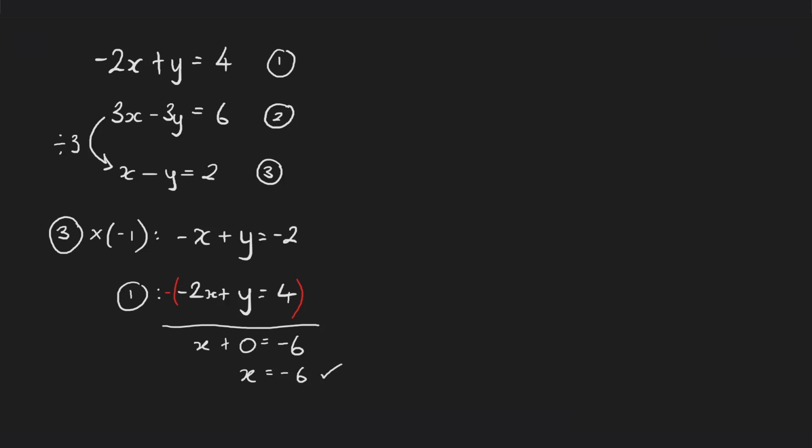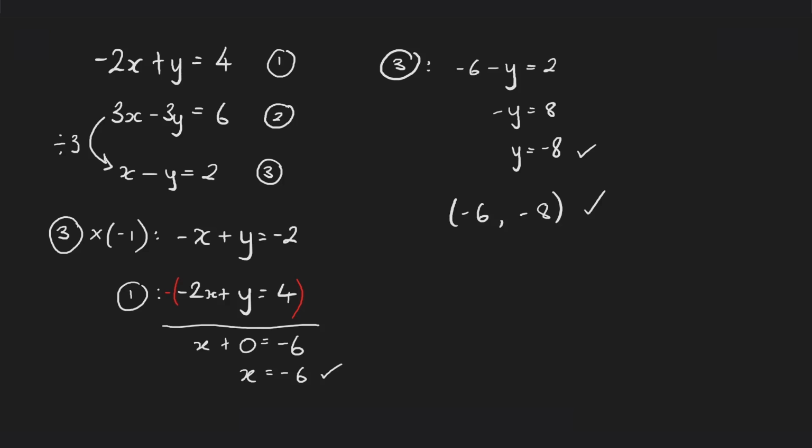Take that value and substitute it into equation number 3, seeing that that is the simplest one to work with. So we have negative 6 minus y equals 2. Add 6 to both sides, and we have negative y equals 8. Times negative 1 to both sides, and we have y equals negative 8. And so our intersection point is negative 6, negative 8. And that is the end of the question.